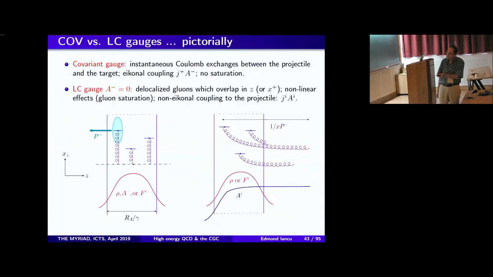So you see, the color charge and the field strength tensor are localized within the shock wave, but the gluon field goes all the way to infinity. This is because this gluon field contains contributions from all the modes, including arbitrarily small k minus. If you fix k minus, then the delocalization is fixed at 1 over k minus, 1 over x p minus. But if you add arbitrarily soft modes, you'll go to arbitrarily large distances.